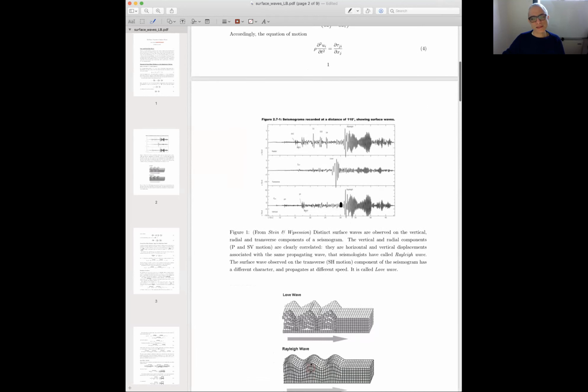The Love wave is simpler for the simple fact that it involves only one component. If you place yourself in a reference frame where one of the axes is the vertical axis and one of the horizontal axes is aligned with the direction of propagation, with the source station line, then you can simplify the calculations quite a bit. And that's precisely what we are going to do.